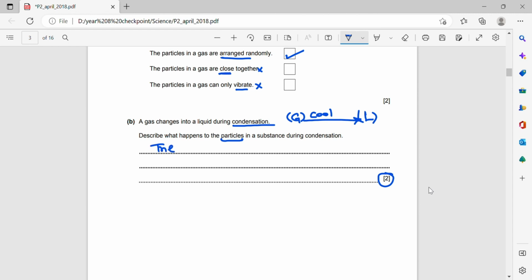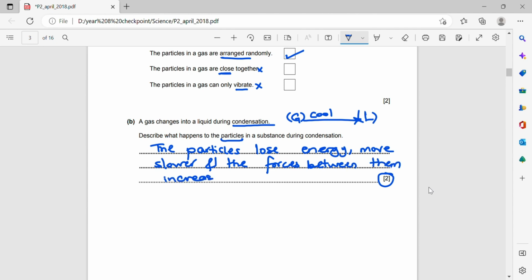So the particles, what happened to the particles here? Cooling means the particles gain or lose energy. They lose energy. After they lose energy, they move slower. And the forces between them increase, and the particles move closer together.